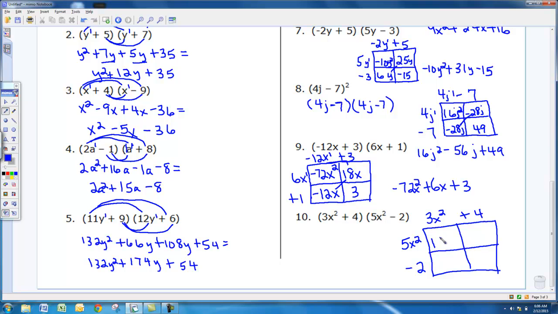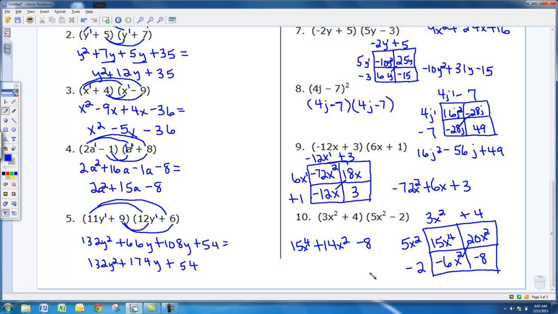5 times 3 is 15. X squared times x squared is x to the 4th. 5x squared times 4, 20x squared. 3x squared times negative 2, negative 6x squared. Negative 2 times 4 is negative 8. Add like terms. Negative 6x squared plus 20x squared gives us 14x squared. Then we bring down the 15x to the 4th and the minus 8.